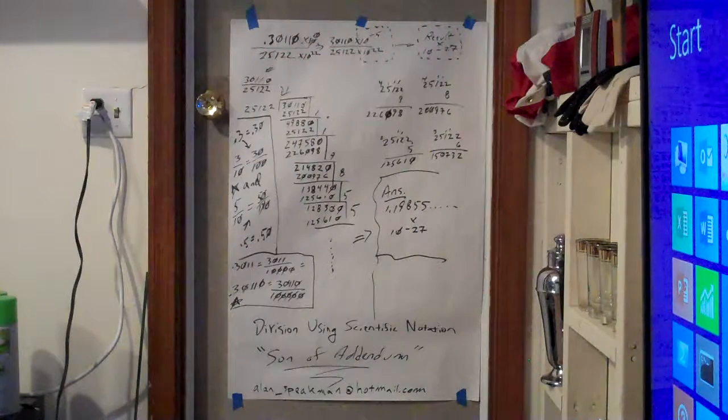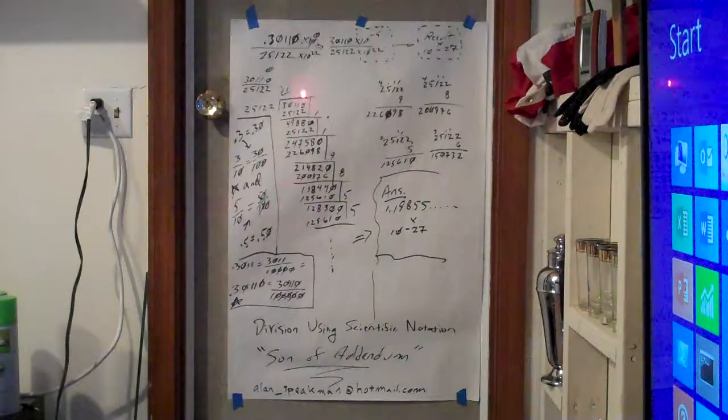That's fine. So we can now break it up, as we've talked about before. The power of 10 here, when you've got a like base, you can simply take the power of the numerator and subtract from it the power of the denominator. And so we can just say that whatever our final result is going to be, it's times 10 to the negative 27th power. Ta-da! And that gets us right here: 30,110 divided by 25,122. And then it becomes pretty much standard, boring division.